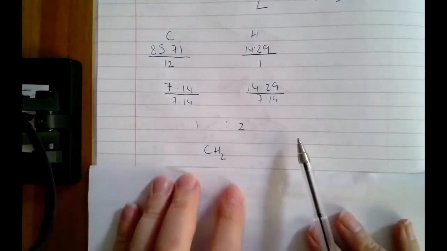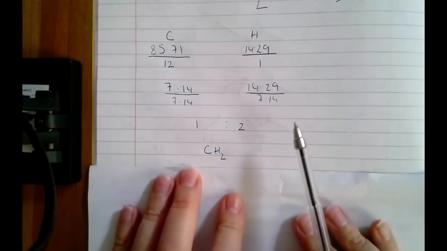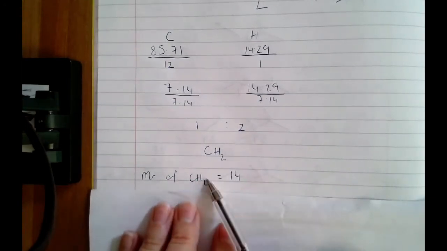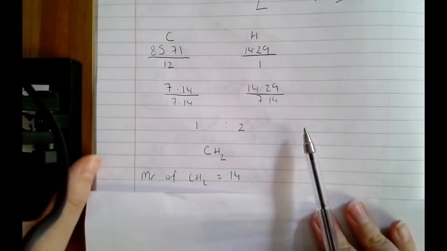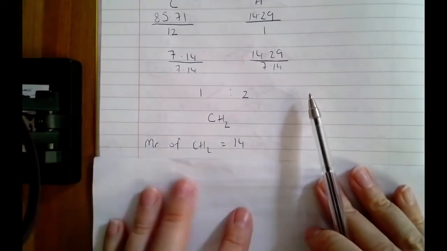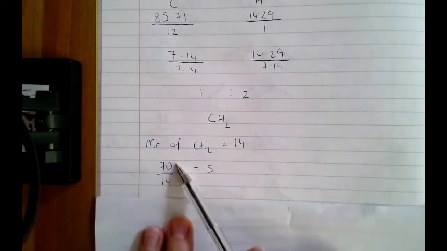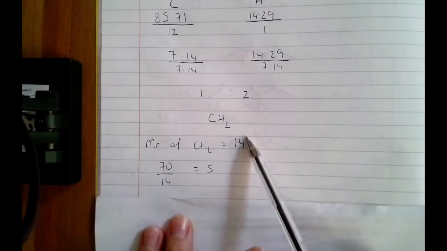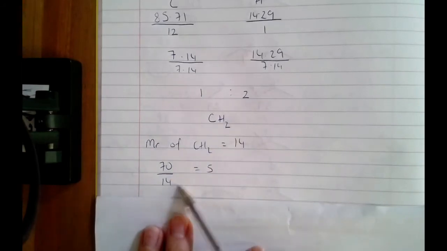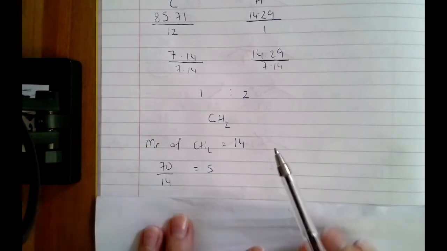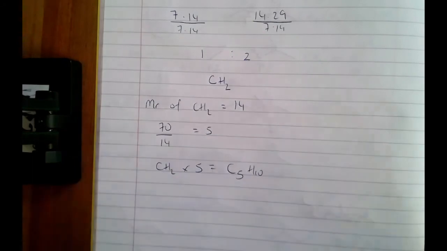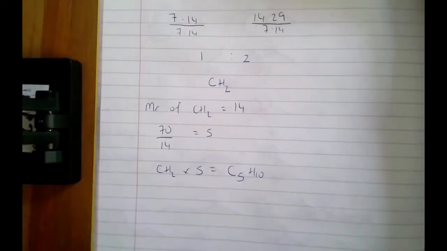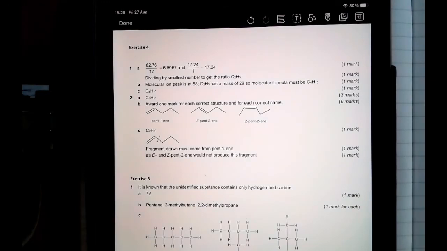To find the molecular formula, I then get the formula mass of my empirical formula. Carbon is 12, 2 hydrogens gives me a total formula mass of 14. I'm told in the question that the formula mass of the molecule is 70. So I take the mass of the molecule, 70, divide by the formula mass of the empirical formula, 14, and I get the answer of 5. I then take my empirical formula, CH2, multiply by 5, and get the molecular formula, C5H10. So once you have your molecular formula, C5H10, you need to draw 3 possible structures.